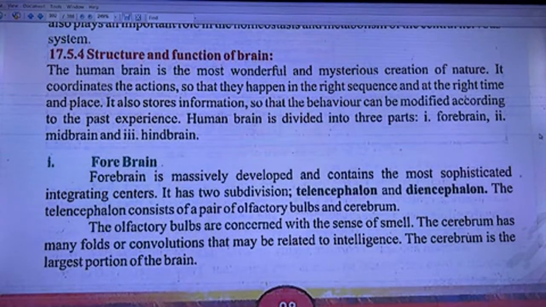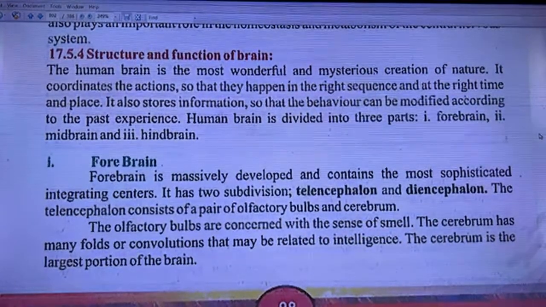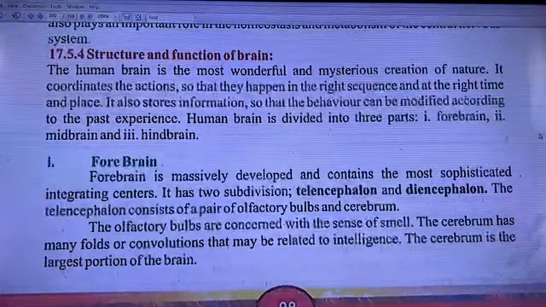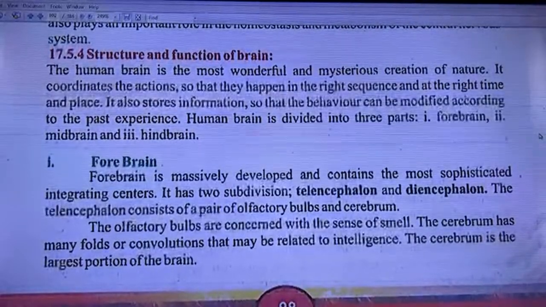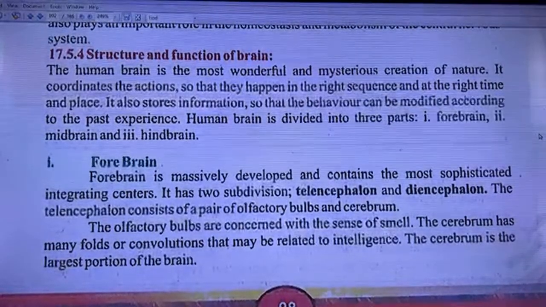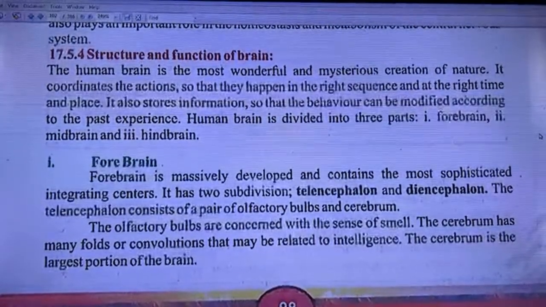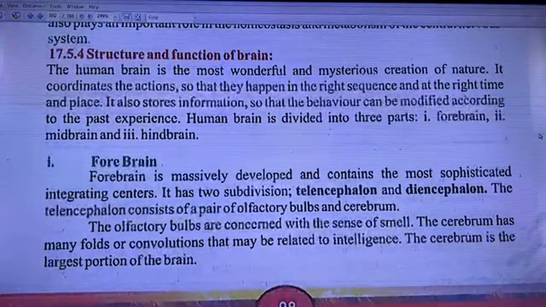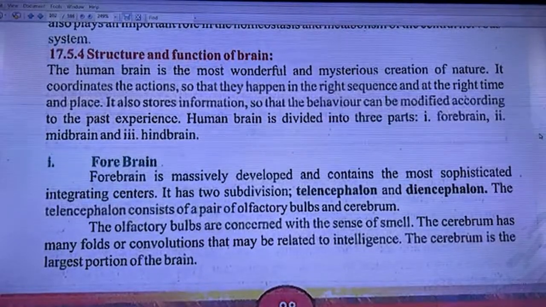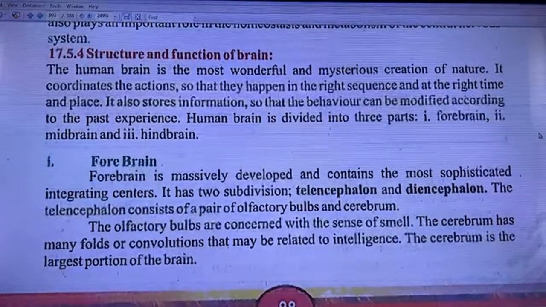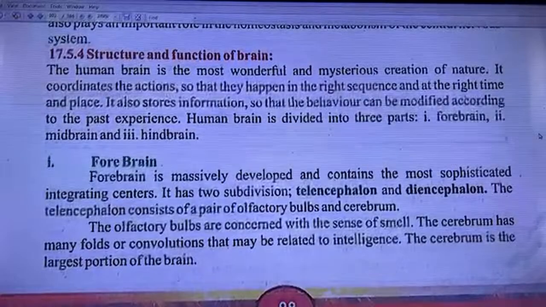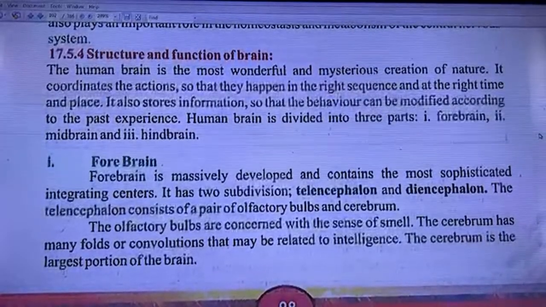Forebrain is massively developed and contains the most sophisticated integrating centers. It has two subdivisions, telencephalon and diencephalon. The telencephalon consists of a pair of olfactory bulbs and the cerebrum. The olfactory bulbs are concerned with the sense of smell. The cerebrum has many folds or convolutions that may be related to intelligence. The cerebrum is the largest portion of the brain.